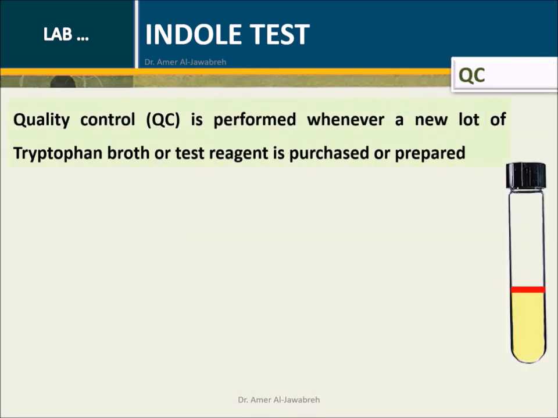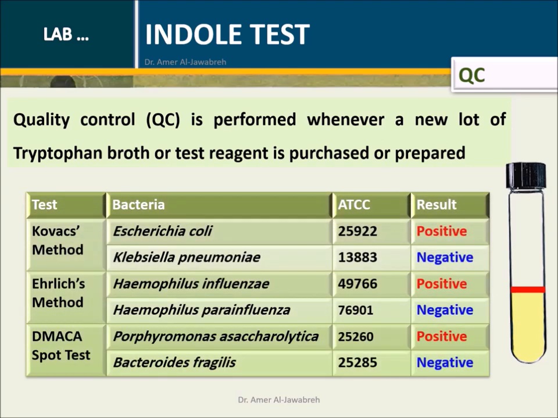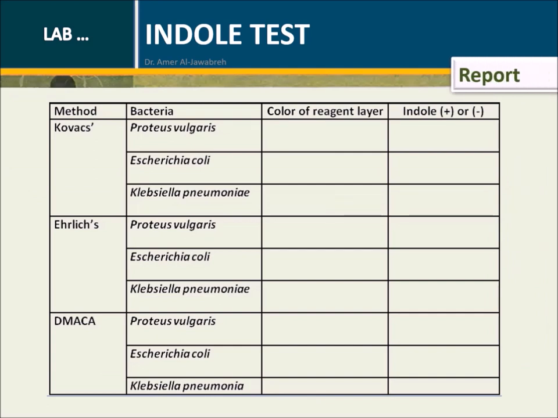QC: quality control is performed whenever a new lot of tryptophan broth or test reagent is purchased or prepared. Listed below are QC bacteria for each test method and their corresponding expected result. Report results using this form.